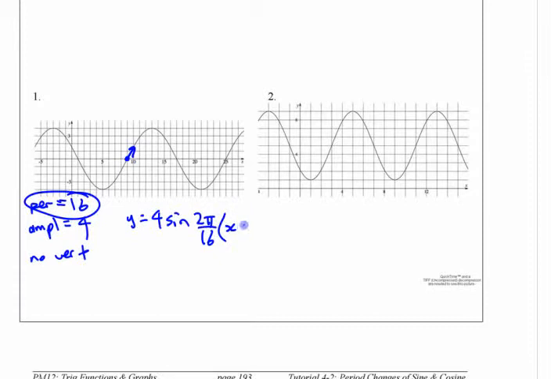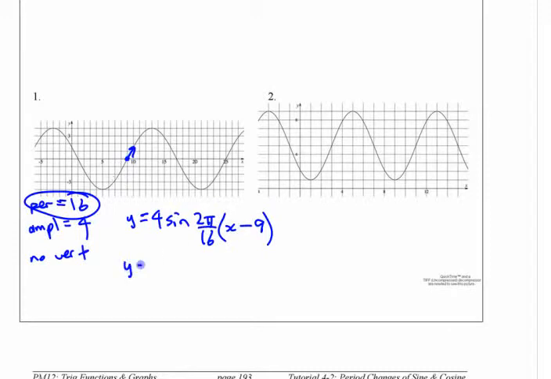And we need x minus, if I'm shifting it all the way to there as the starting point, minus 9, and this is going to be 0, right? It hasn't been shifted vertically at all. So that's one equation you could write there.